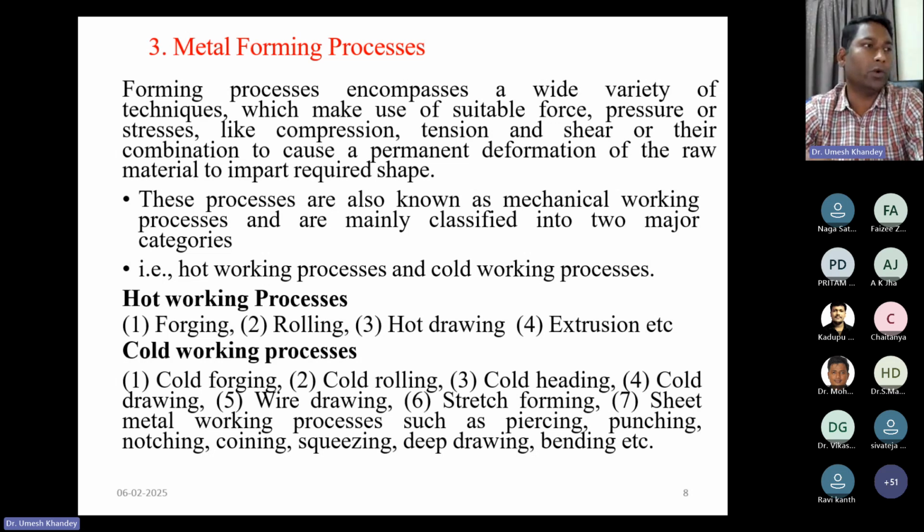There are two kinds: hot working processes, such as forging, rolling, hot drawing, extrusion, etc., and cold working processes, such as cold forging and cold rolling. So these are some glimpses of the metal forming processes. Hot working and cold working depend on the recrystallization temperature of your material. Above it is hot working, below it is cold working.